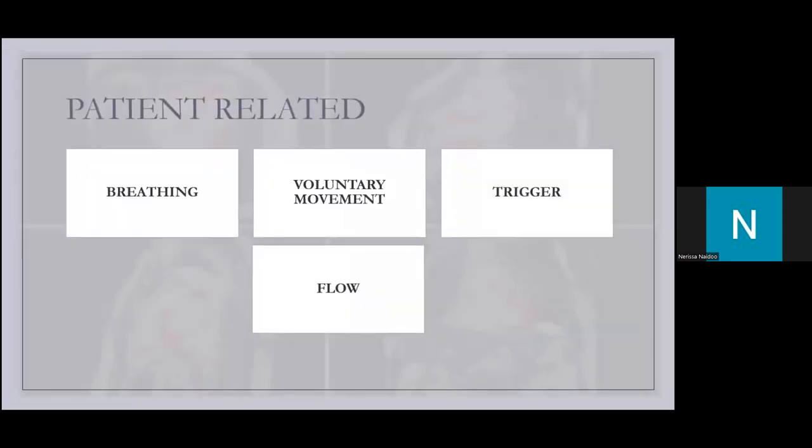Patient-related artifacts will be dependent on patients' breathing, how cooperative they are, voluntary movements, trigger-related artifacts, as well as flow. We are imaging the heart. We know that there are the great vessels that are close to the heart, obviously, and the blood flow within the heart chambers itself, which all can affect our image quality.